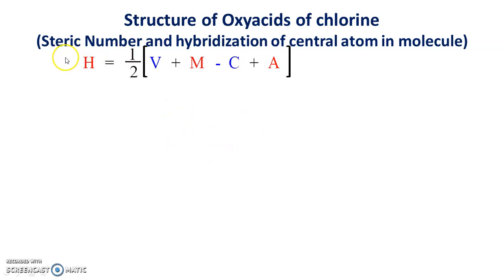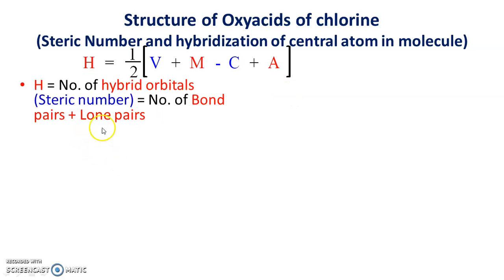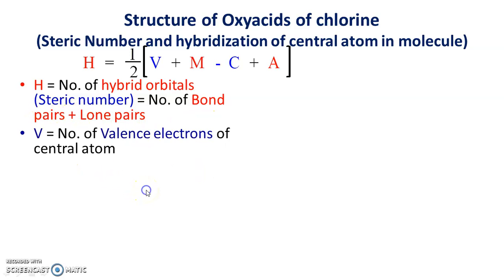And there is a correlation between steric number and hybridization of the central atom, and the formula is H equals half of V plus M minus C plus A. Now what is H? H is the number of hybrid orbitals, that is the steric number, and it is equal to the number of bond pairs plus lone pairs. What is V? V is the number of valence electrons of the central atom. In oxyacids of chlorine, chlorine is the central atom. In the outermost shell of chlorine there are 7 electrons, so the value of V is 7.